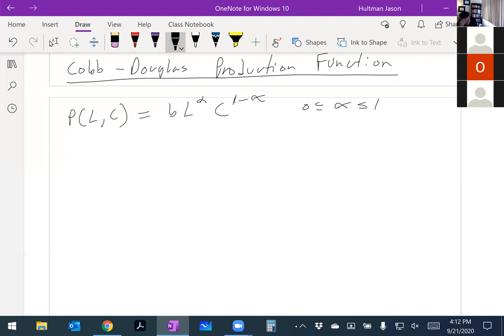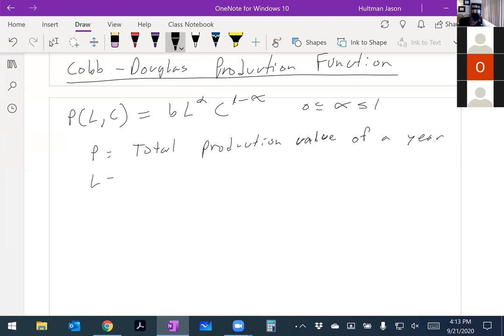Where P is equal to the total production value. Usually it's for a large corporation or even a nation. We talk about the production value of a nation for the year. These are like gross domestic product type of things. So total production value for the year.